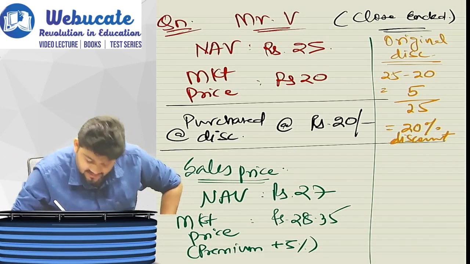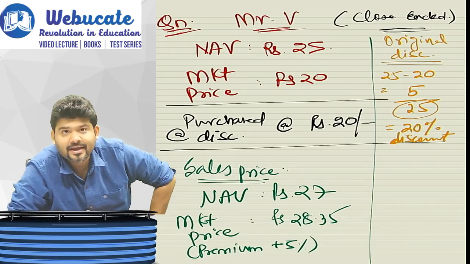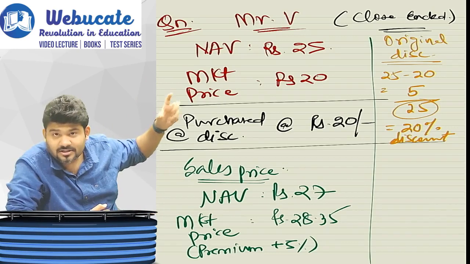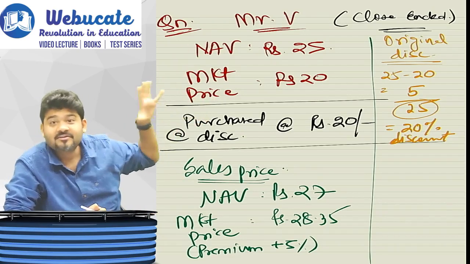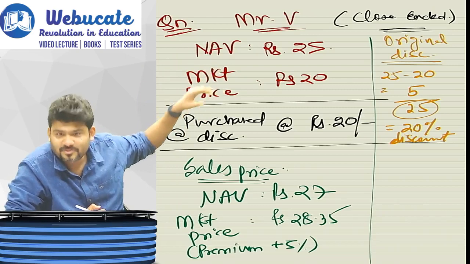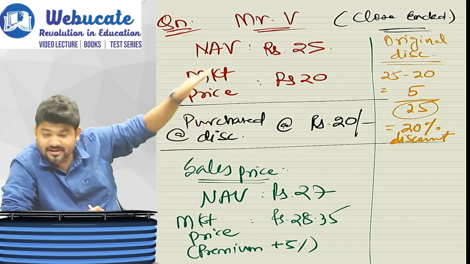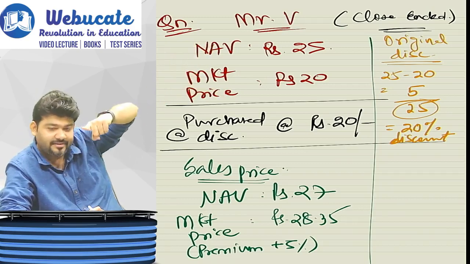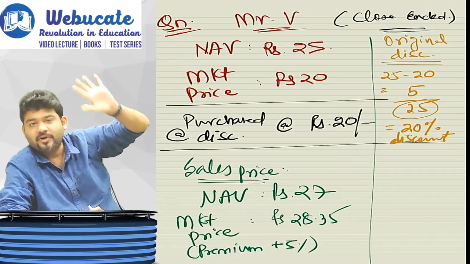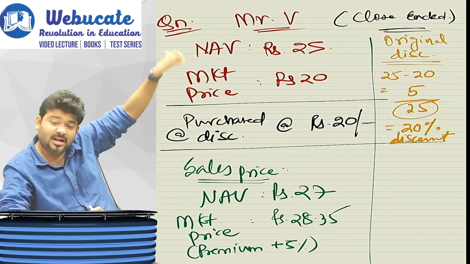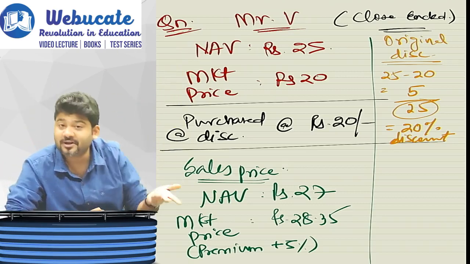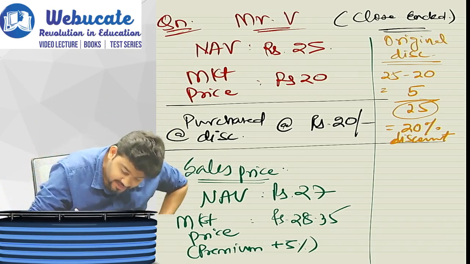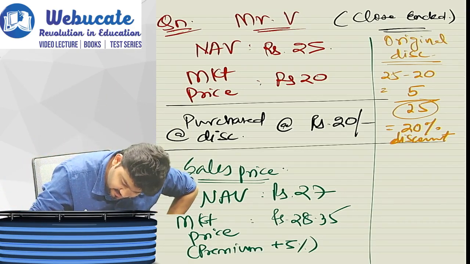A student has a question: sir, why have you divided it by 25? I'll tell you the answer. You have got a discount on what? On 25, no? 5 rupees discount is on 25. So if the discount is on 25, the base will always be 25, the same thing on which the discount is given. Suppose a 10 rupees thing is there. You purchase it for 8 rupees. So 2 rupees discount you have got on the original price of 10. So you say 2 divided by 10, 20% discount you have got.